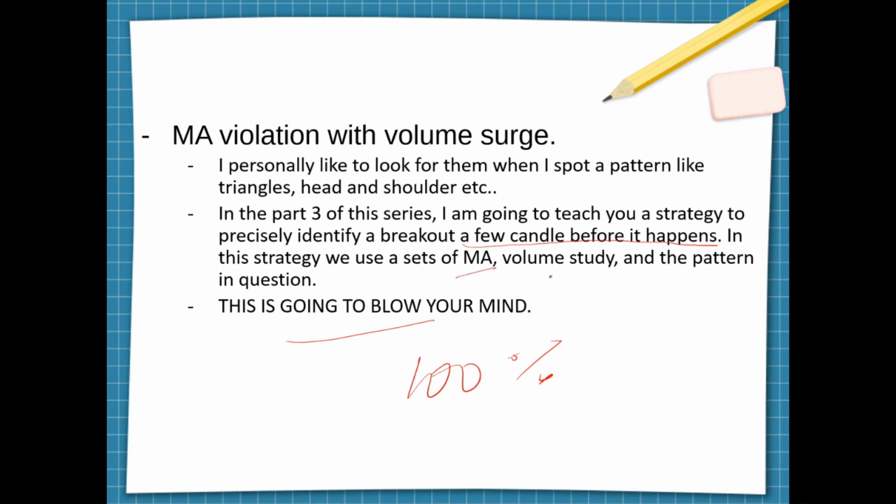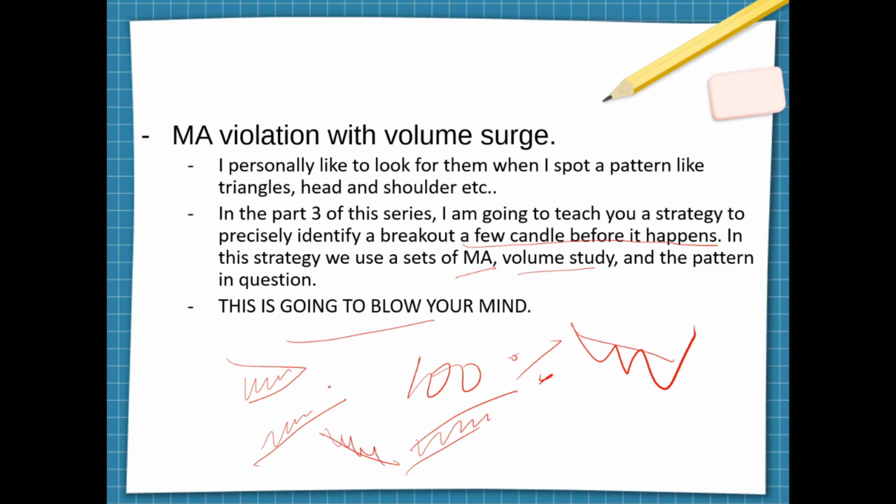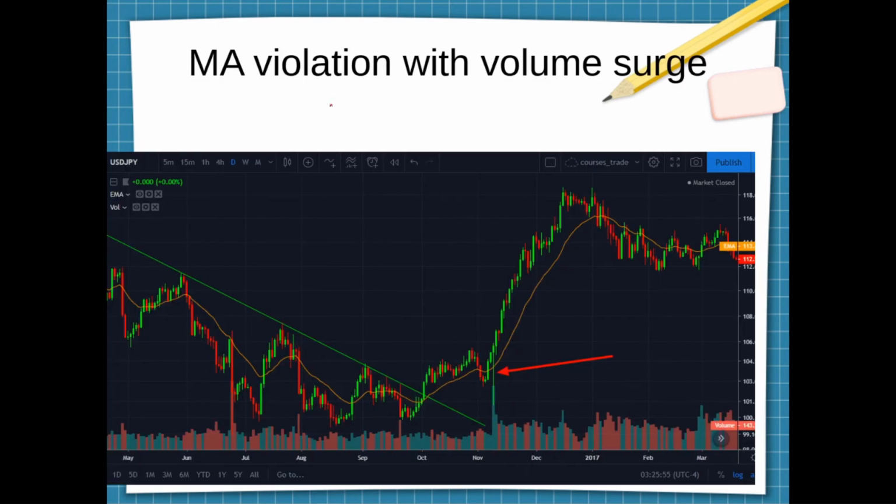We use the moving average, volume, and the pattern in question. It can be a triangle, it can be a channel, it can be a head and shoulders, something like that, or just a simple moving average, uptrend line or downtrend line. So we're gonna have to go over this now. Trend violation. Now take a look at this volume right there.